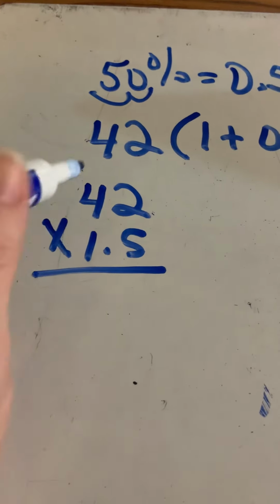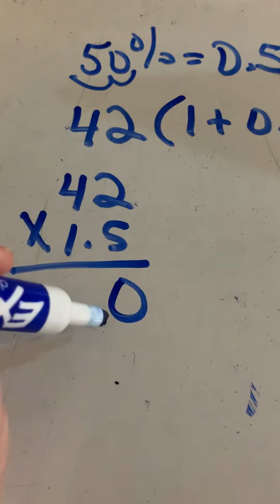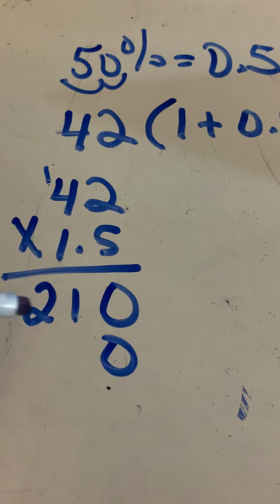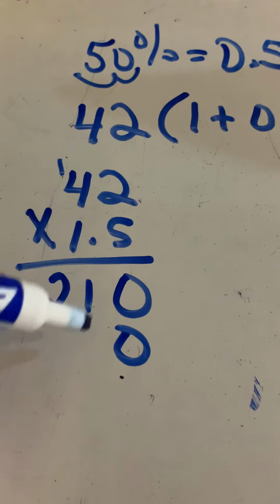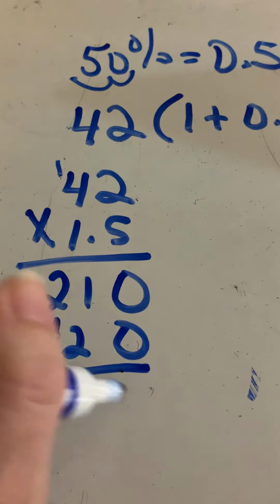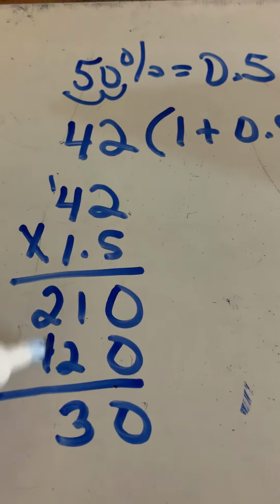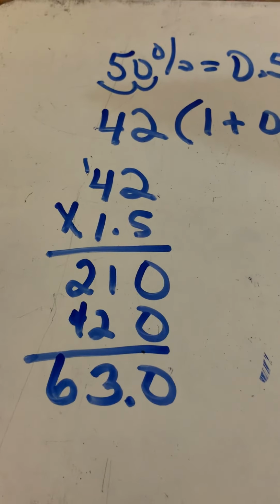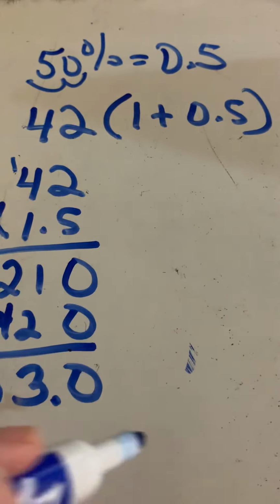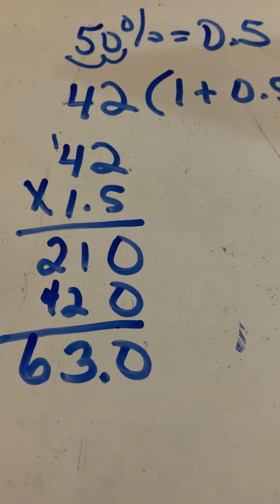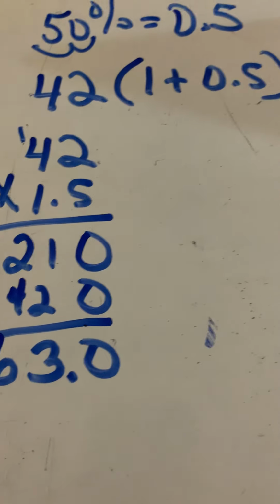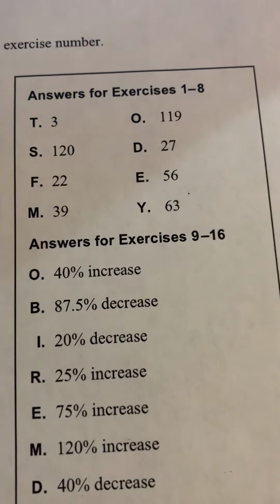1.5. That's going to get you, 5 times 2 is 10, carry that over, 21, hold the place here for the 0, 42, and I have 6. And so it's 63. So taking 42, increasing it by 50% is 63. And you can see that your answer there is Y. Okay, and that's how you do that.